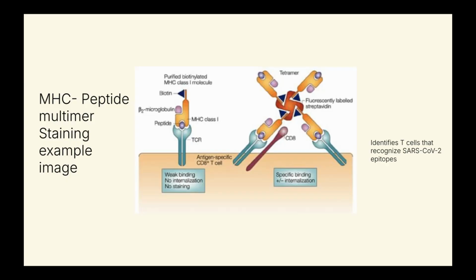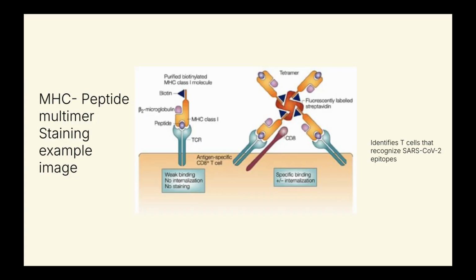Next is MHC peptide multimer staining. MHC peptide multimer staining was also used in the study to target SARS-CoV-2 specific epitopes. This helped to identify the T cells that specifically recognize parts of the COVID virus. This testing also helped to identify the immune cells present in the nasal mucosa.